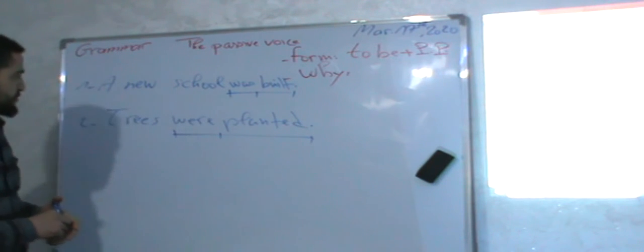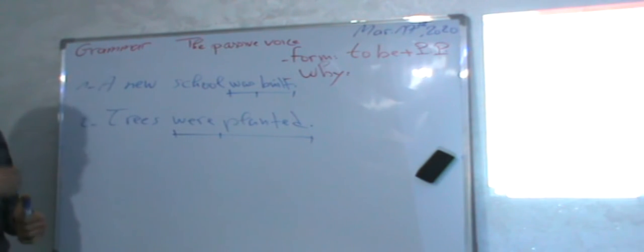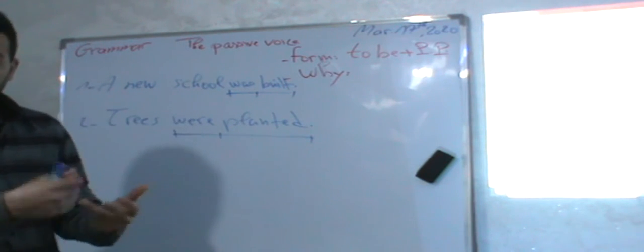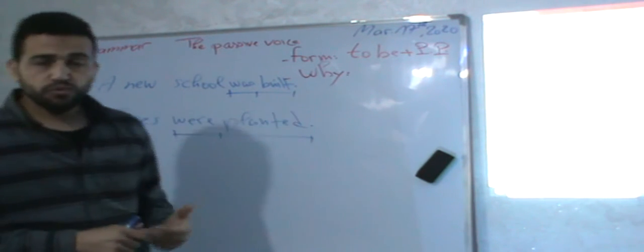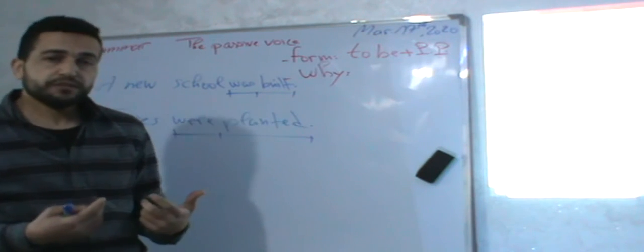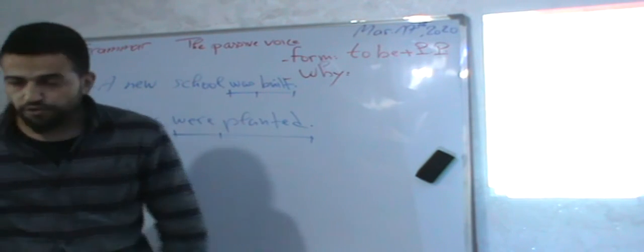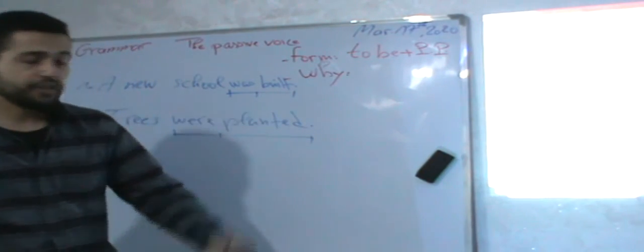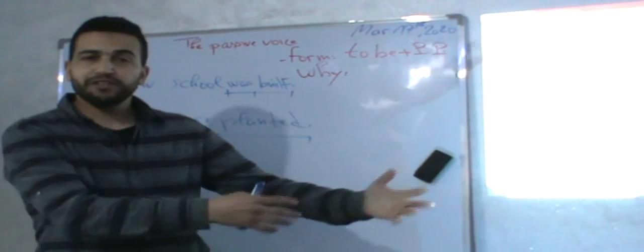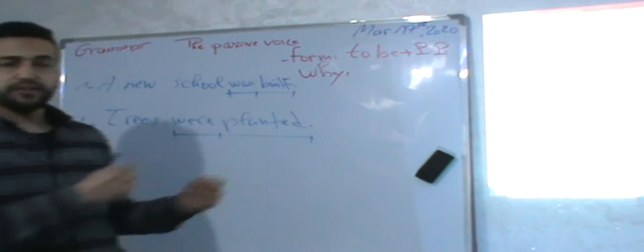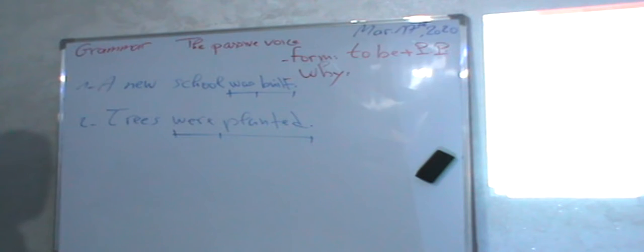Why do we use the passive voice? As I have mentioned, its main use is to talk about what's been done, what's been said, when we do not know who performed the action, or it's not very important to us. You could say, oh, my phone is gone, or oh, dinner is served. What's important is that dinner is served, not who prepared it.